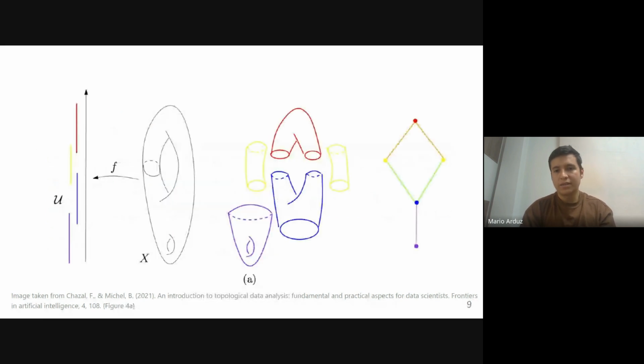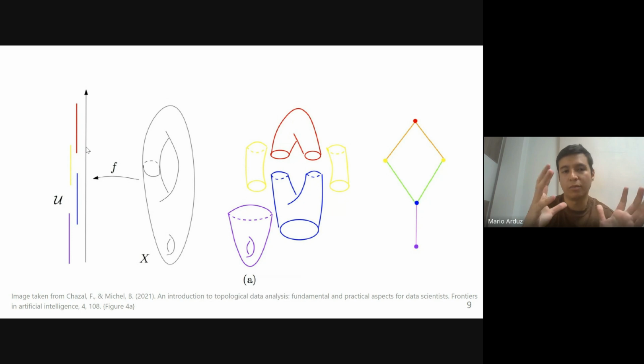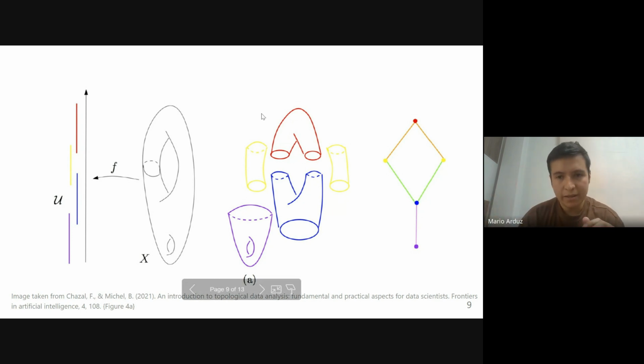So I think we can see this more clearly in this graph, where we have our data, we take it to low-dimensional space, then we make the cover of it, so we are going to make different types of sets that have some overlap. Then we go to our data again, and make a simplicial complex regarding the way that these groups are connected.